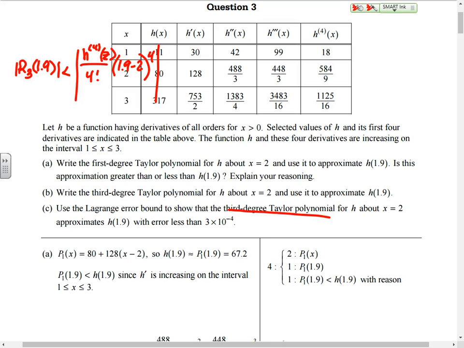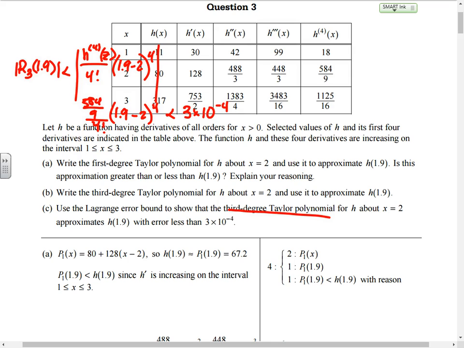Then you plug in your 584 over 9, all over 4 factorial. That's all positive, and that would be negative 0.1, which is less than 3.1. How do we know what it is? Well, they say use it to show, so you know it's going to work out.